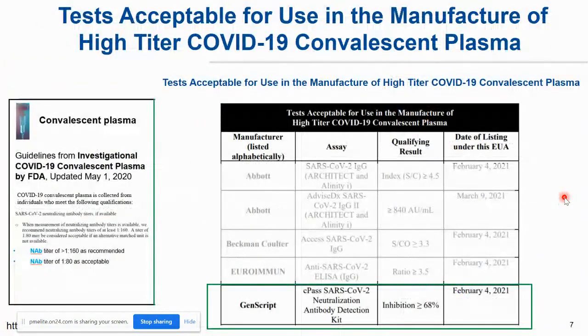For convalescent plasma treatment, the live virus assay sets a threshold of 1 in 160 and above. Our GenScript product, the cPass technology, has been validated to be equivalent: when the inhibition rate is larger than 68%, it offers the same result as a live virus assay giving a 1 in 160 titer.